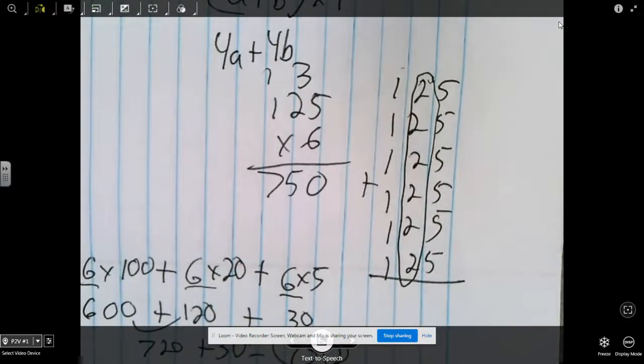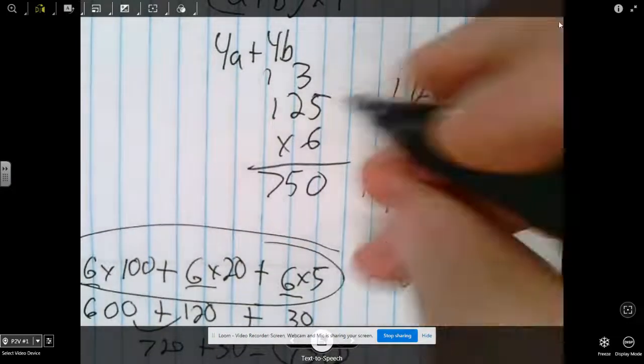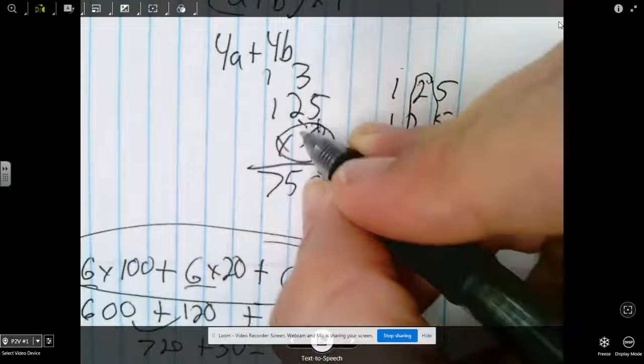So when we're thinking distributive property, that's what we're doing. We're distributing the number we're multiplying to each place value group.